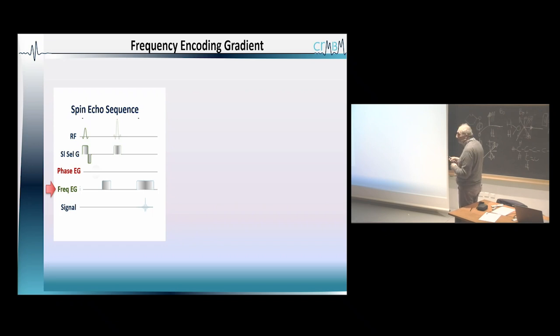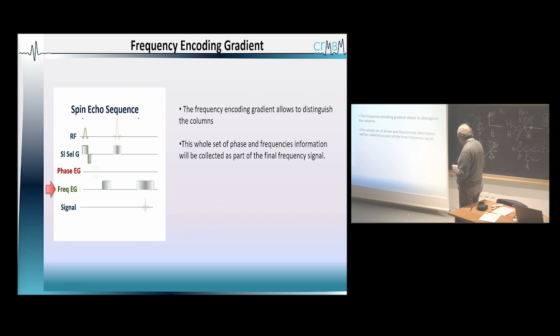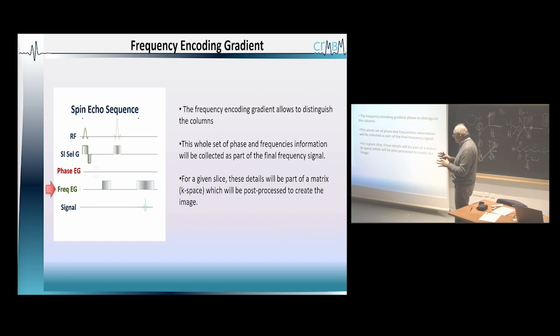And then if you want to select the column, you're going to do the same, except that you're going to use this frequency encoded gradient, which is going to be applied along this module in here, and you are going to look at the columns in here. Okay, so if you combine these three gradients, you're going to get a signal which is the combination of all this information, okay?